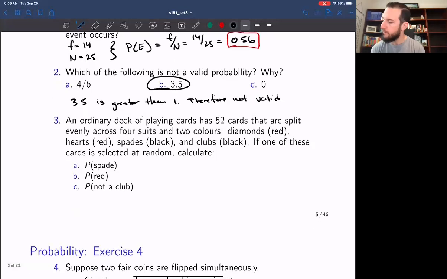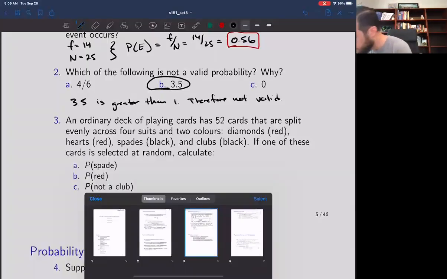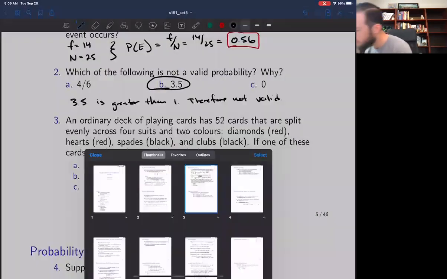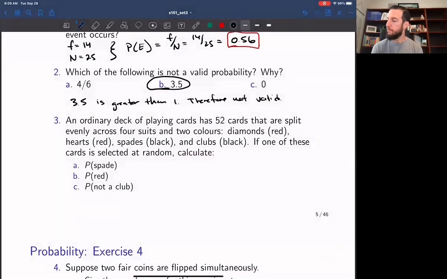An ordinary deck of playing cards has 52 cards that are split evenly across 4 suits and 2 colors. There are 4 suits: diamonds, hearts, spades, and clubs. If one of these cards is selected at random, calculate the following.